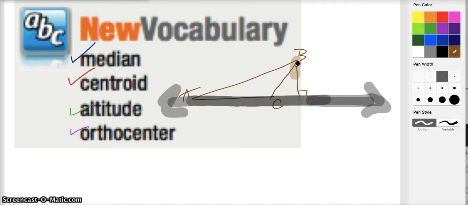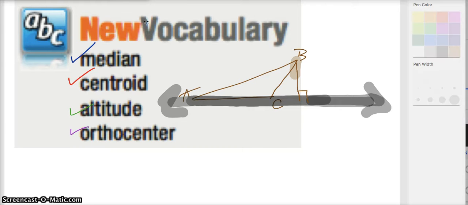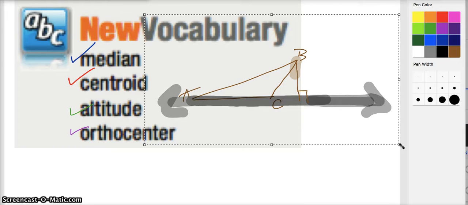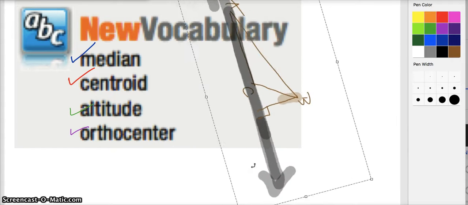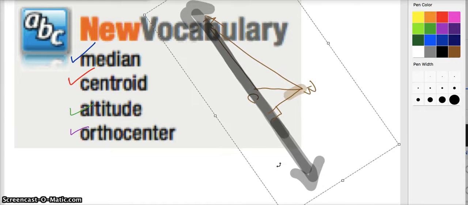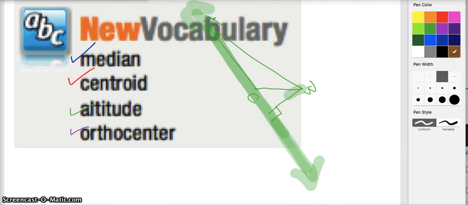So what this shows me is that altitudes are not always within the triangle. They're not always going to be inside, and therefore orthocenters will not always be within the triangle. Does that kind of make sense? I guess we could rotate this around. I didn't try it, but let's see what happens. If I rotate this around and did the altitude from A, remember we have to make this parallel, and I'm thinking about extending this line CB.